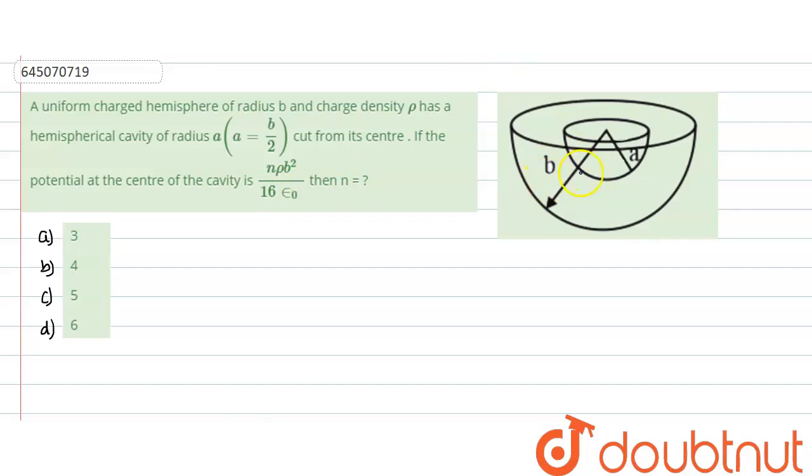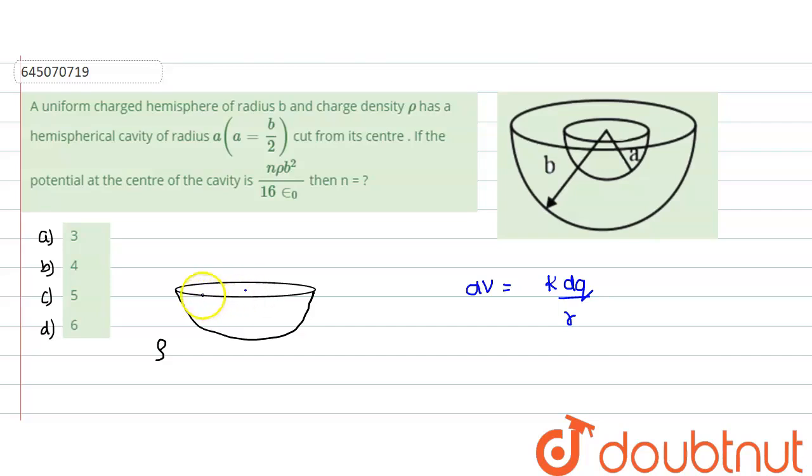Since the charge is uniformly distributed, first of all we draw this hemisphere. Let's say this is the upper portion of the hemisphere and this is the round portion. The charge density is given as rho, and the charge is distributed across all the shells. So a small potential dV would be equal to K times dq divided by r, where dq is the small charge at a distance r from the center. So we draw this line element. This is the center.